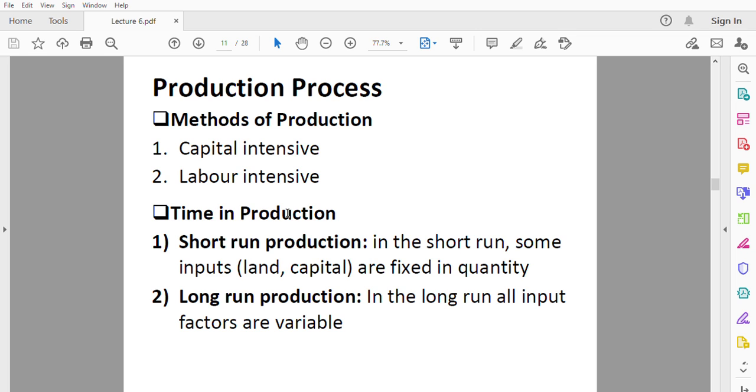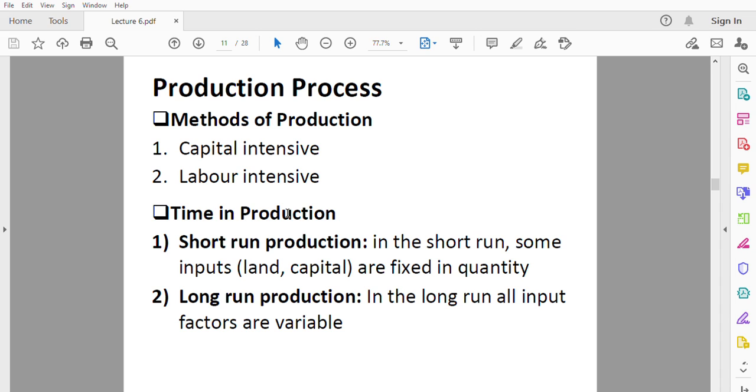We have different methods of production. We have the capital intensive method of production and the labor intensive method of production. Capital intensive production basically employs more capital and less labor in the production process, whilst labor intensive production employs more labor with less capital. Okay, so we have different time periods in production as well.